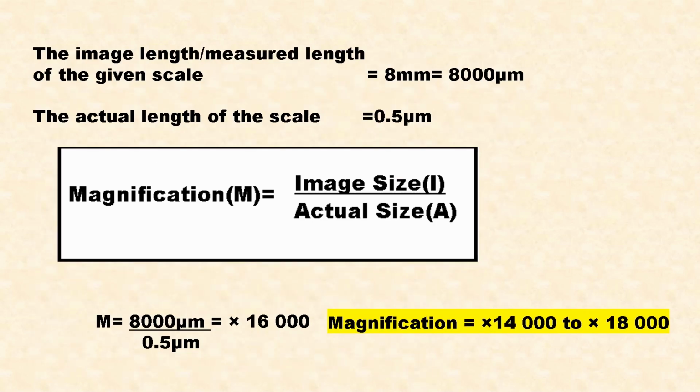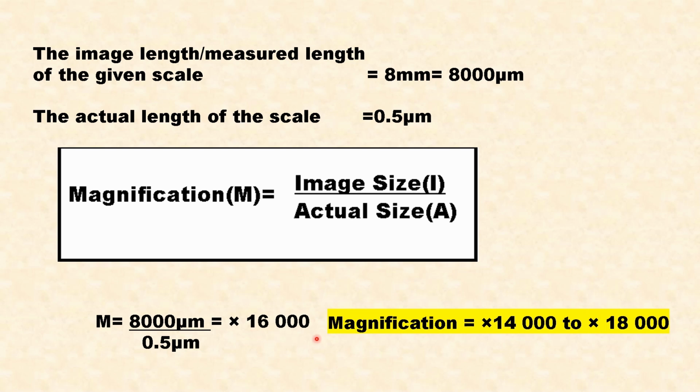First, we need to convert the measured length into micrometers as usual, and here it's simple. 8 mm is equal to 8,000 micrometers. The actual length is given as 0.5 micrometers. Then we will use this value for our calculations, and we are using this same formula for this calculation. Here M is equal to 8,000 divided by 0.5, and the answer is a magnification of 16,000 times.